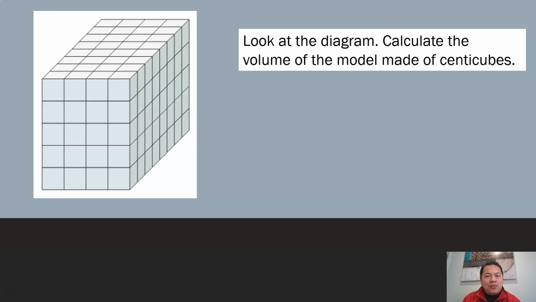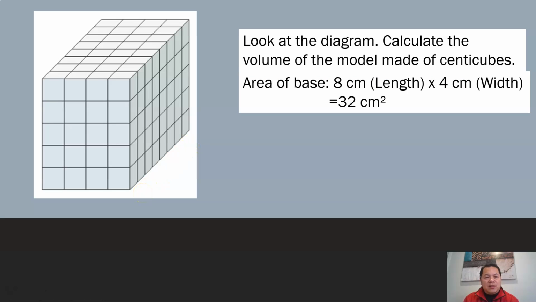Oh, look at this massive one. Not to worry, step by step. Unfortunately, the length is actually on this side here, because the length is always defined as the longer side, isn't it? So how many are there? 2, 4, 6, 8 of them. So there are 8 along the length, and there are 4 along the width. What's 8 times 4? That's right, there are 32 along the base.